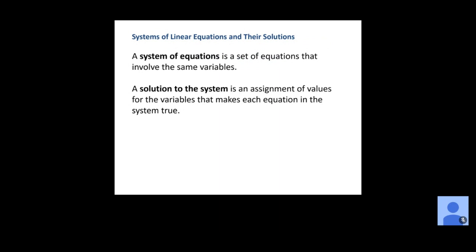Now a solution to a system is an assignment of values for the variables that make each equation in the system true. We're going to start with two equations, and we're going to work up to even 3 and 4 and maybe even 5 equations. And we're looking for the values of x and y, in this case because it's linear, that would make all of the equations within the system true statements.